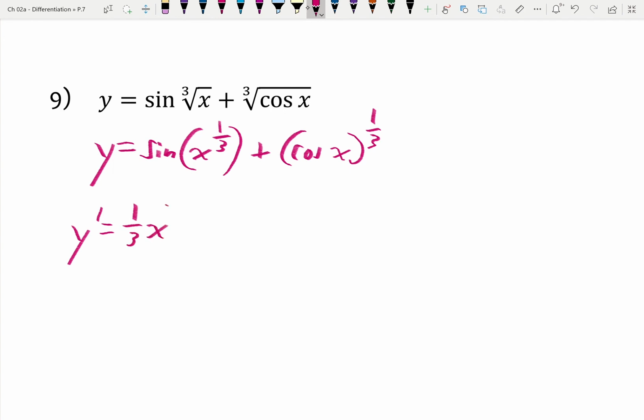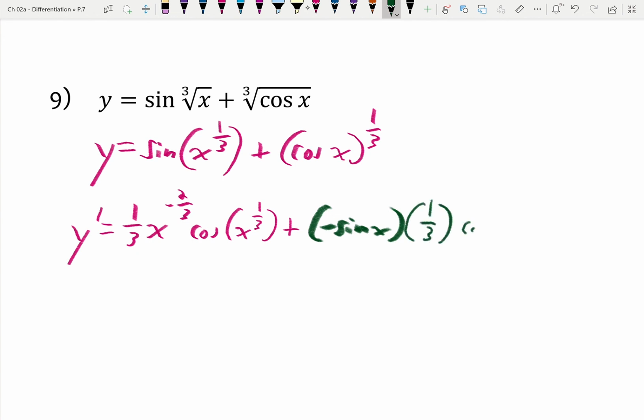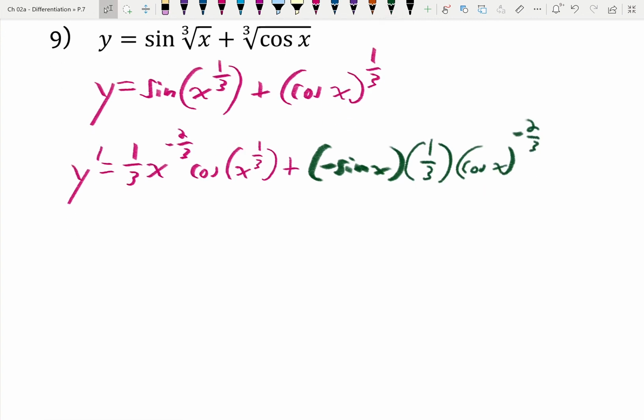1/3 x to the negative 2/3 times the derivative of the sine of something, is the cosine of that something, plus, then we go inside, derivative of cosine of x, negative sine x. Then we go 1/3 cosine of x to the negative 2/3. In many cases, a raw derivative is going to be what's acceptable here. But I want to keep these things separated while still trying to get some semblance of order happening with this.